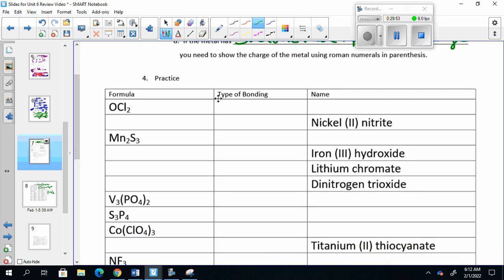So the first thing we always do when we're practicing is we figure out the type of bond so that we know how to name it. So an O and a Cl are both nonmetals. So that means that it is covalent. That means I'm going to name it with prefixes. So I write oxygen and then 2Cl. So that's dichloride.